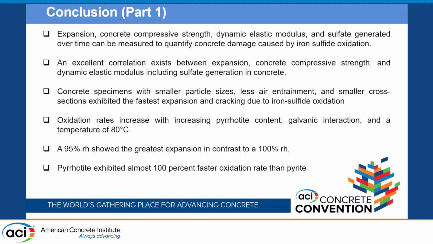Also, oxidation rates increase with increasing pyrrhotite content, galvanic interaction, and a temperature of 80 degrees Celsius. And between 95 and 100% RH, 95% RH showed the greatest expansion, and pyrrhotite exhibited almost 100 times higher oxidation than pyrite. Thank you. Now, Meshach will present the rest of the part.